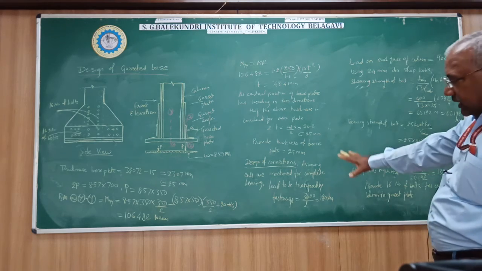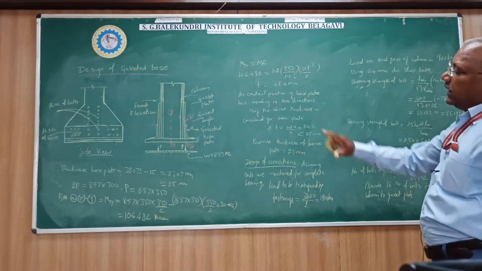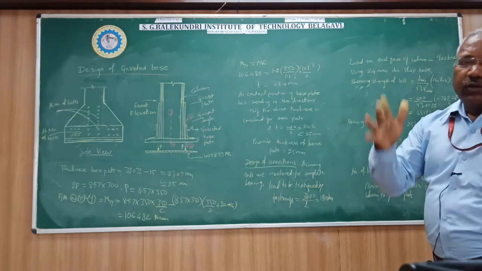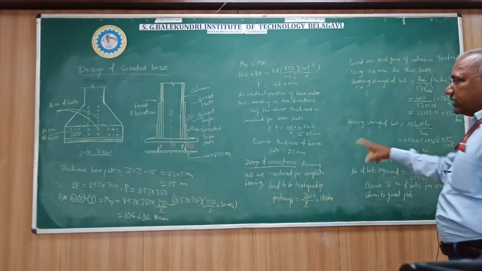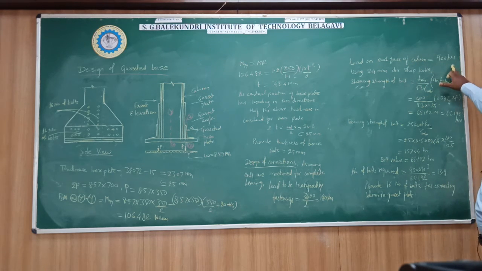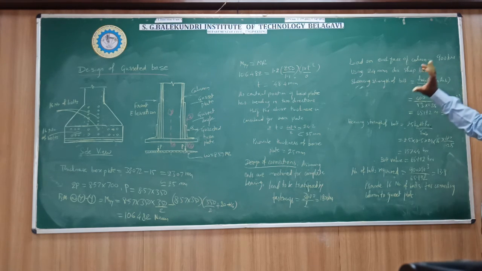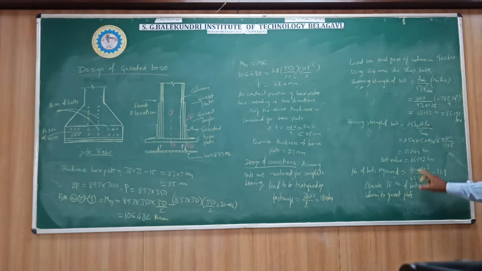Then design of the connections. We assume that the ends of the column are machined. It means that half the load will be transferred by bearing and the other half by the fastenings. So on each side of the column face, the load acting will be 900 kilonewton. Then assuming 24 mm diameter shop bolts, we find the bolt value: the shearing strength of the bolt in single shear and the bearing strength of the bolt. The lesser of the two is the bolt value. Next, the number of bolts required will be the load acting on one face of the column, 900 kilonewton, divided by the bolt value.